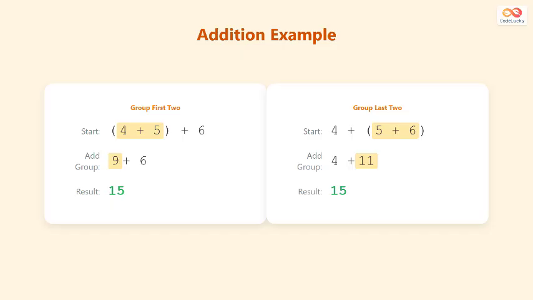Let's verify this with a numerical example using addition. We have 4 plus 5 plus 6. On the left, we group 4 and 5 first, which gives us 9. Then we add 6 to get 15. On the right, we group 5 and 6 first, which is 11. Adding 4 to 11 also gives us 15. The result is identical.